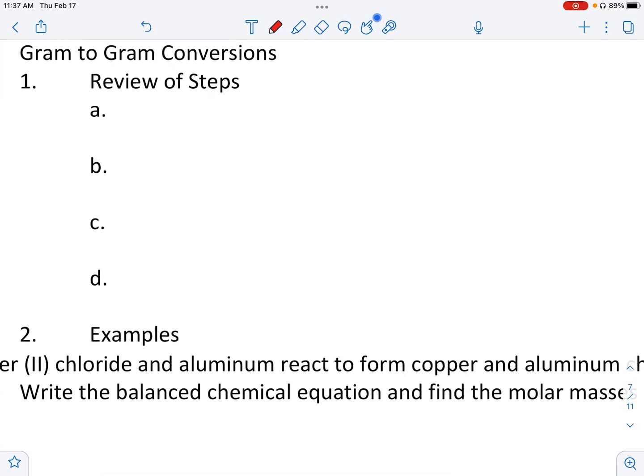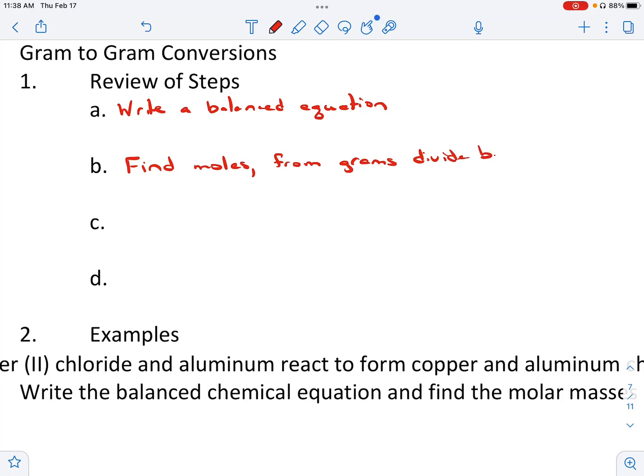So step 1, remember, is write a balanced equation. All right, and this is what we've been practicing for a while. Step 2 is find moles. And when we find moles, in this case, we're going to be starting with grams. So from grams, we're going to divide by the molar mass. We actually learned that in the fall, so that should not be new to you.